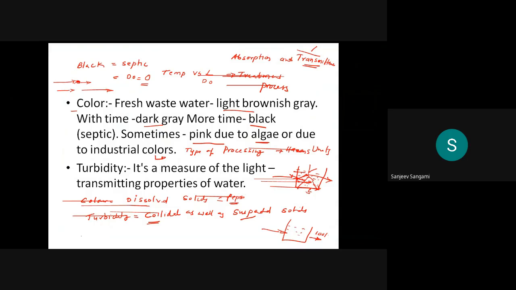Then the unit of turbidity is the nephelometric turbidity unit. Normally we call it NTU. We measure it with a turbidity meter or nephelometer. One instrument is used to study this turbidity.